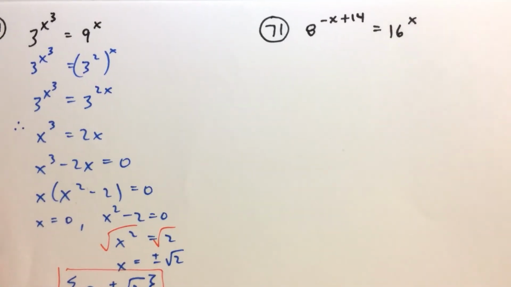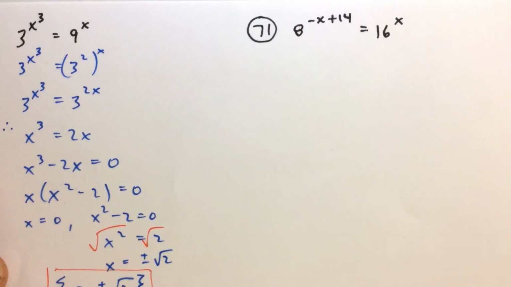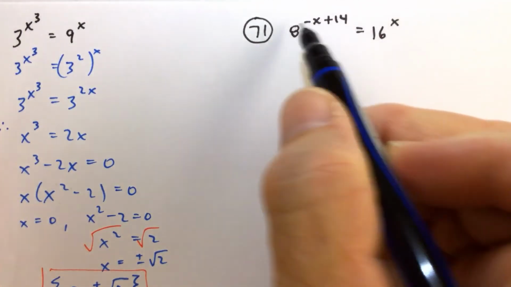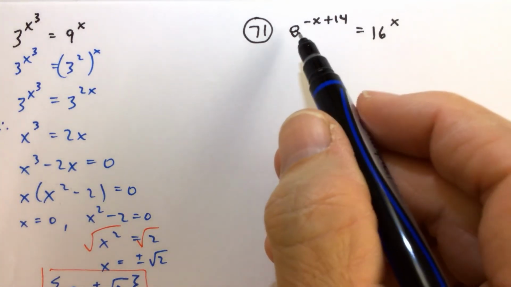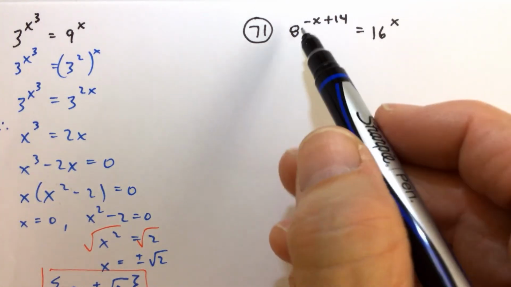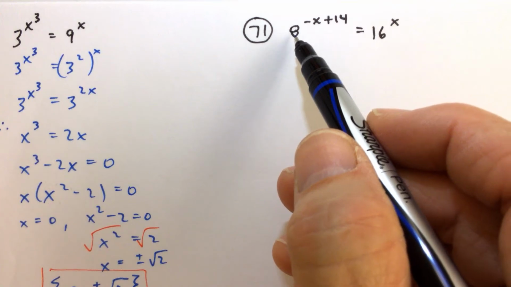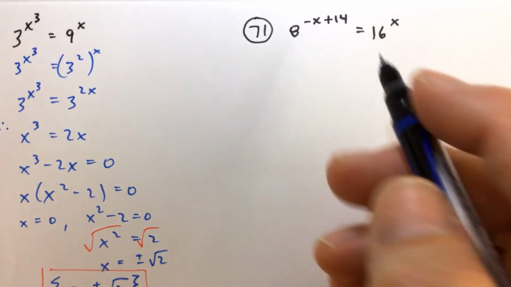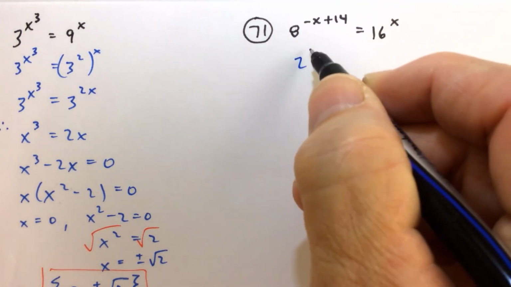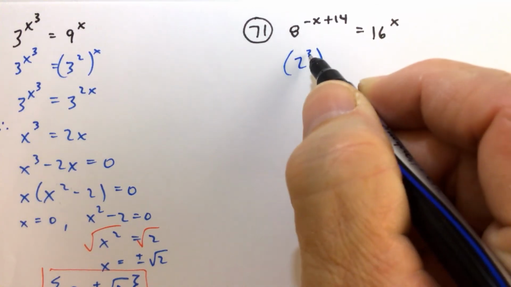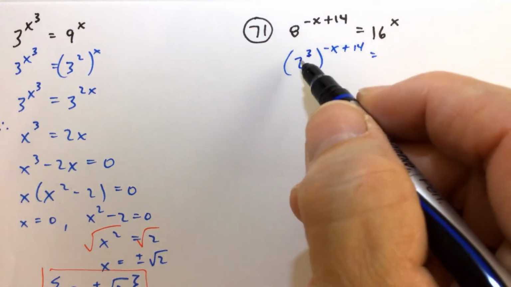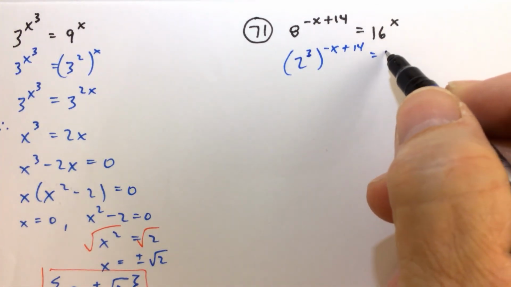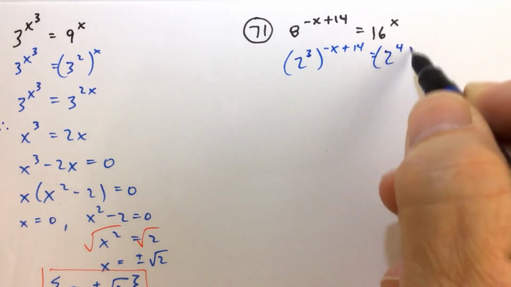Let's look at number 71. Again, we have an exponential equation, because the variables are in the exponent. And now we don't have a choice actually for this one. We should notice that both 8 and 16 are powers of 2. So we're going to rewrite each of those, both 8 and 16. So 8 is written as 2 to the 3rd, and 16 we'll rewrite as 2 to the 4th.